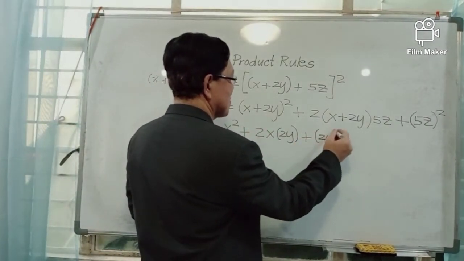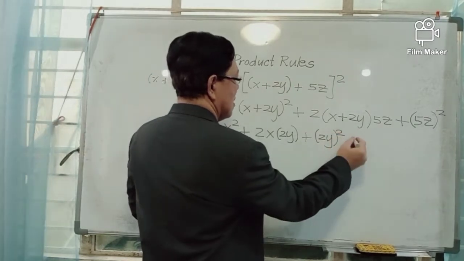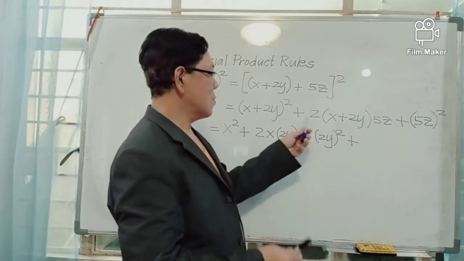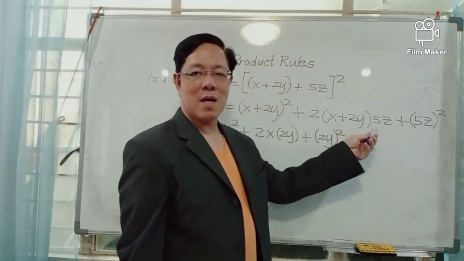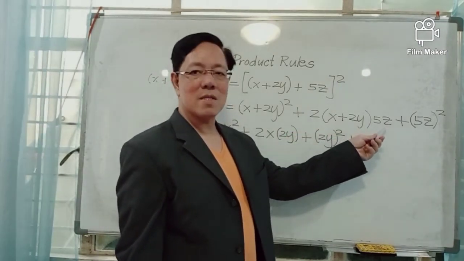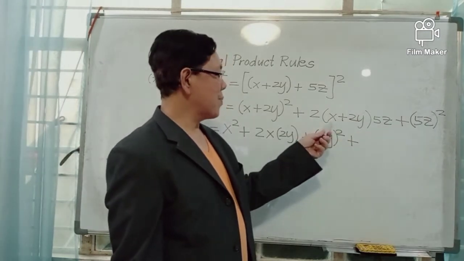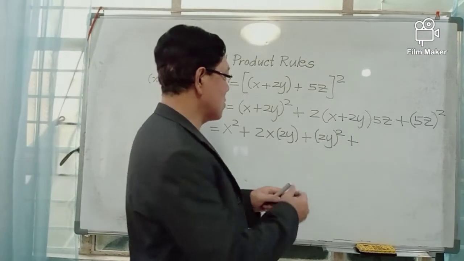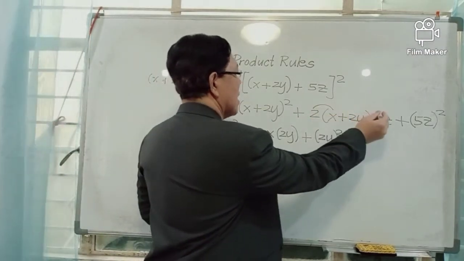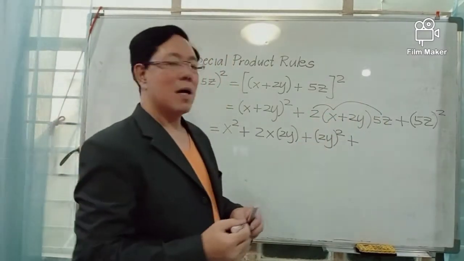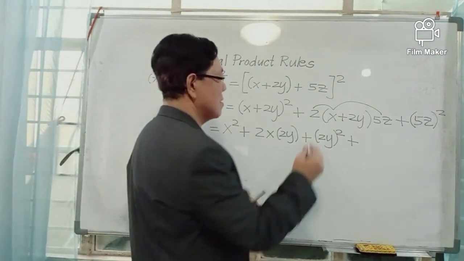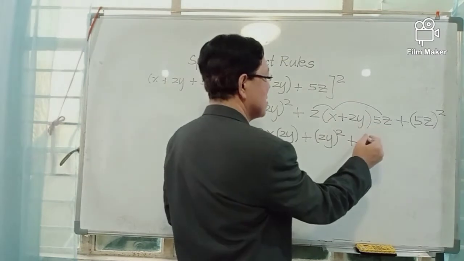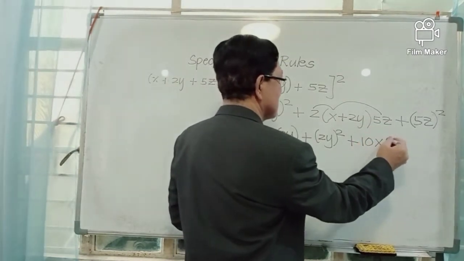plus 2 multiplied by 5 is 10, multiplied by z is 10z. So we multiply x and 2y by 10z. Or we multiply x by 2 and by 5z, and we get 10xz. 2 by 5 is 10, multiplied by x, multiplied by z, 10xz.